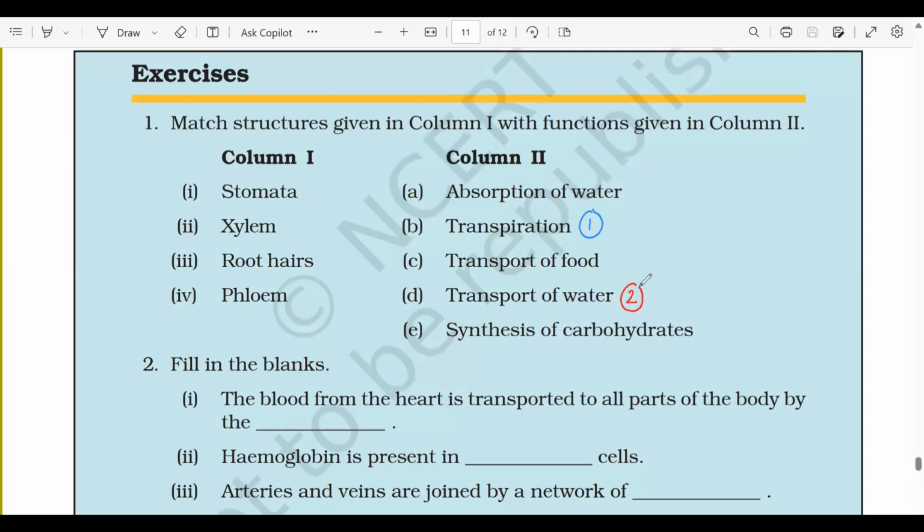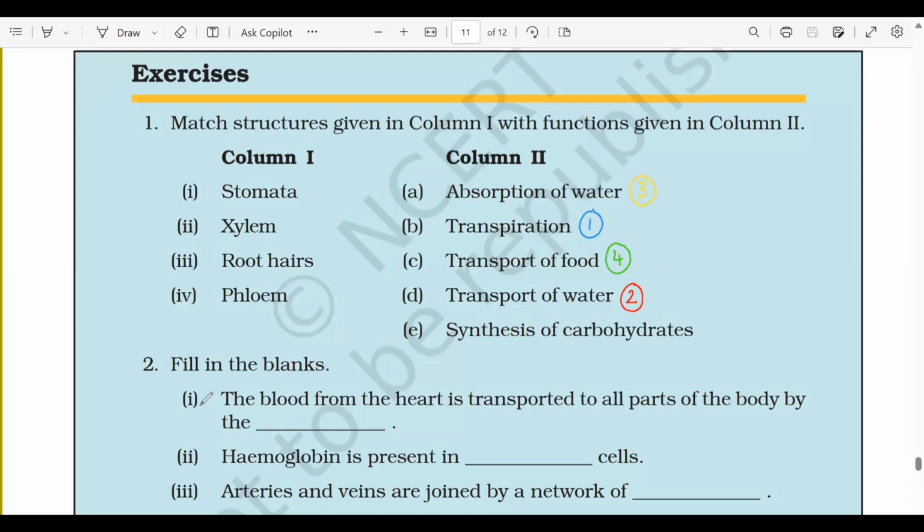It is a tube-like structure which helps in transporting the water from the roots to the upper parts of the plant through the stem. Next is the root hairs. Root hair is going to help in absorption of water by increasing the surface area. And lastly, we have phloem. Phloem helps in transportation of food. And xylem and phloem together form the vascular bundles. Let's move on to question number 2.